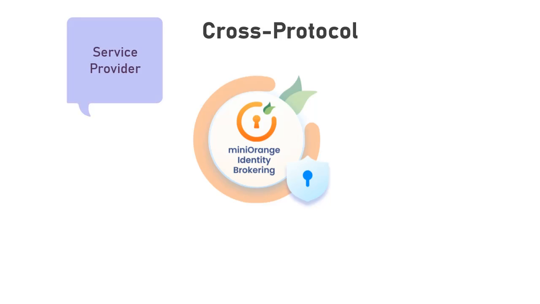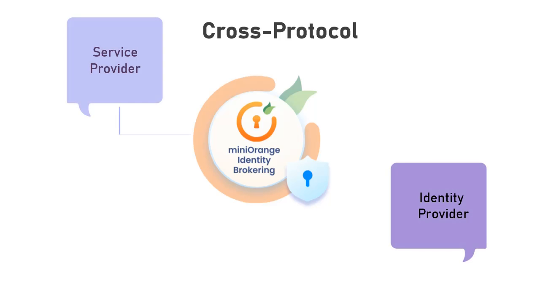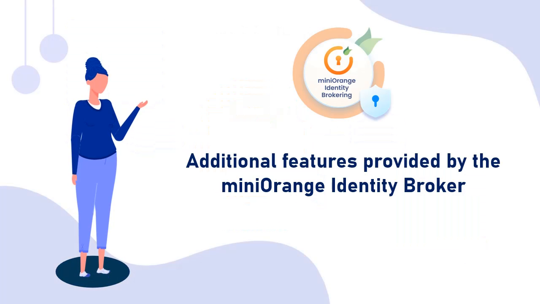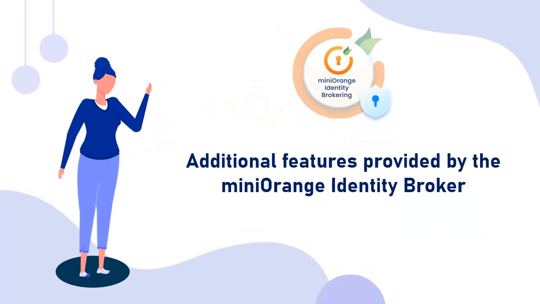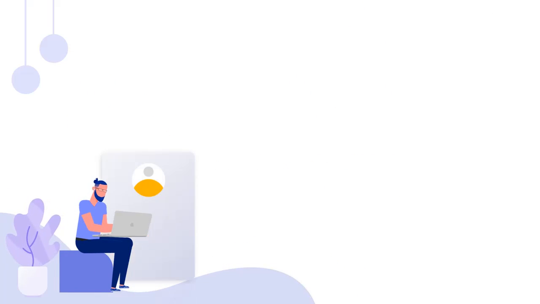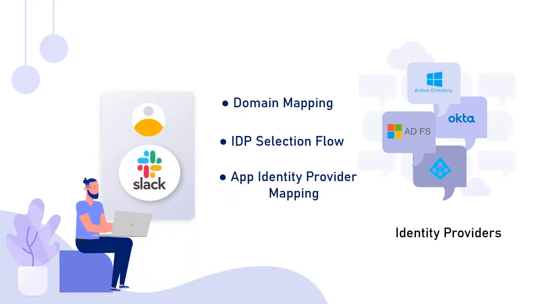miniOrange Identity Brokering solution enables you to connect an application with an identity provider that may support different protocols, and the integration is seamless. miniOrange Identity Provider also provides a lot more flexibility and functionality on top of cross-protocol brokering. Now let's take a look at some additional features provided by the miniOrange Identity Broker. miniOrange provides the following features, which allow you to enable SSO for your Slack application using multiple identity providers.